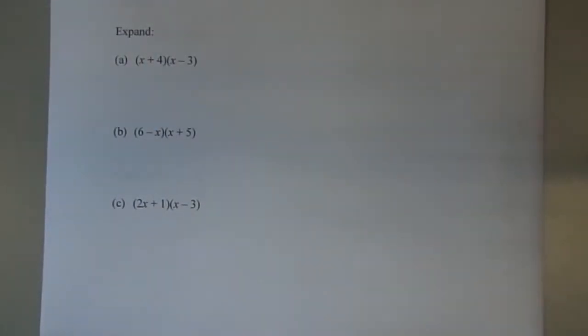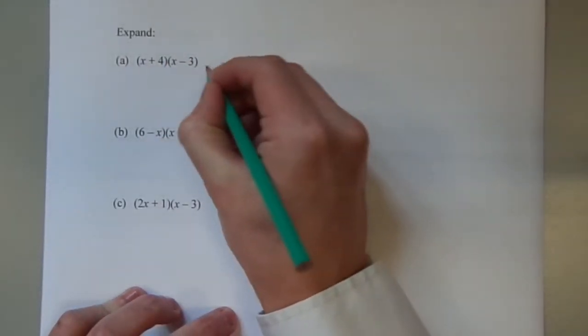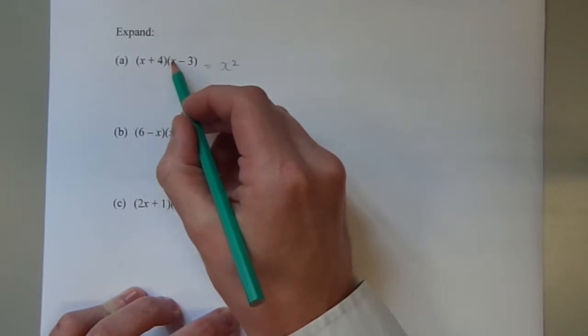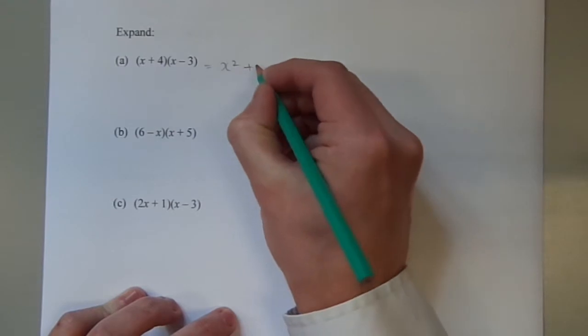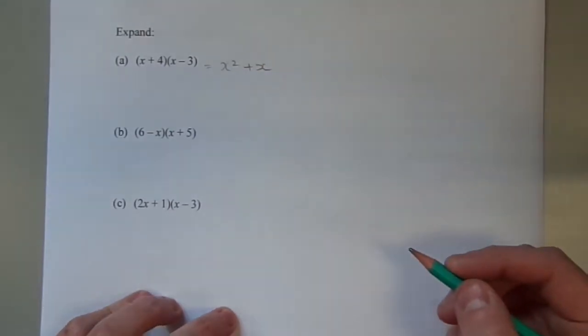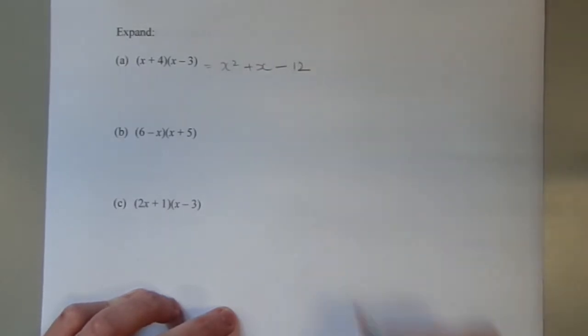Okay, pause the video and see if you can do these three. Okay, the first one, the x times the x is x squared. We've got 4 times x is 4x, minus 3 times x is minus 3x. So they collect together to make positive 1 lot of x. 4 times by minus 3 is minus 12.